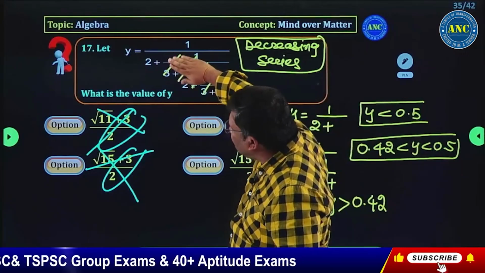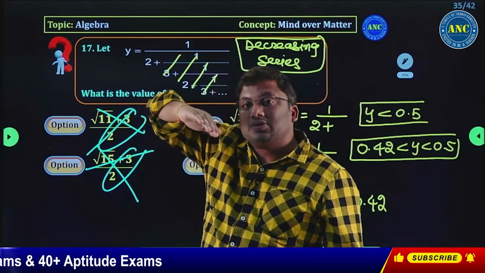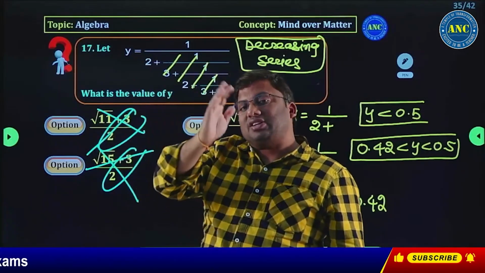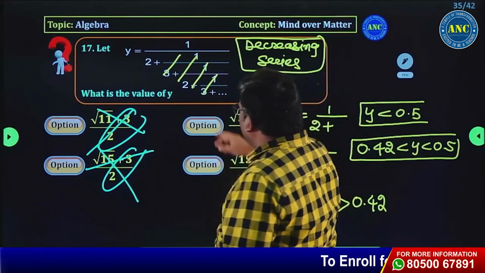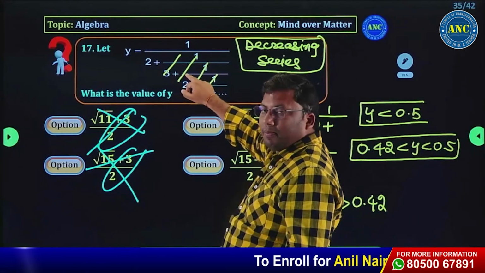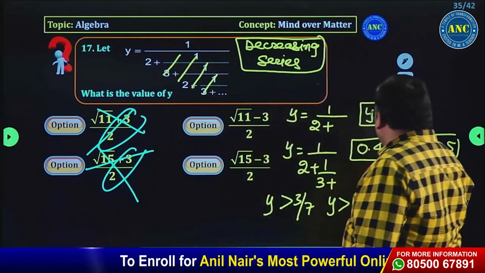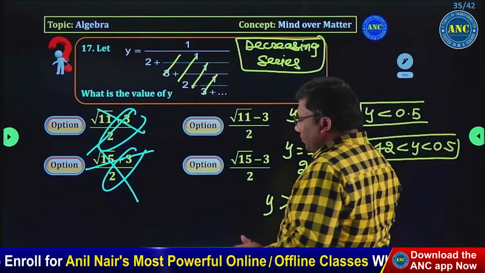Assume if this is not there, 1 by 2 is positive. 1 by 2 is 0.5. As the denominator value increases, the entire fraction value decreases. Answer is less than 0.5. 1 by 2 plus 1 by 3, if it is not there, Y is greater than 3 by 7. Y lies from 0.42 to 0.5.